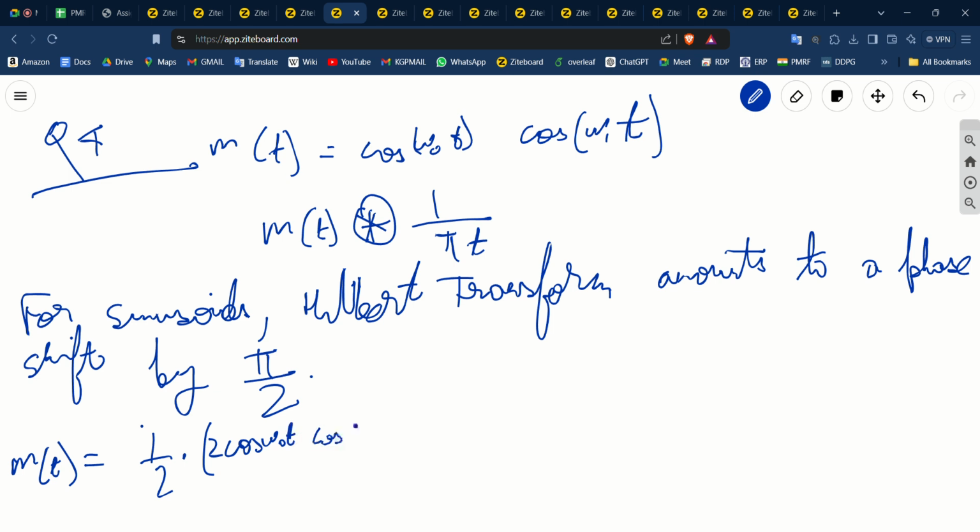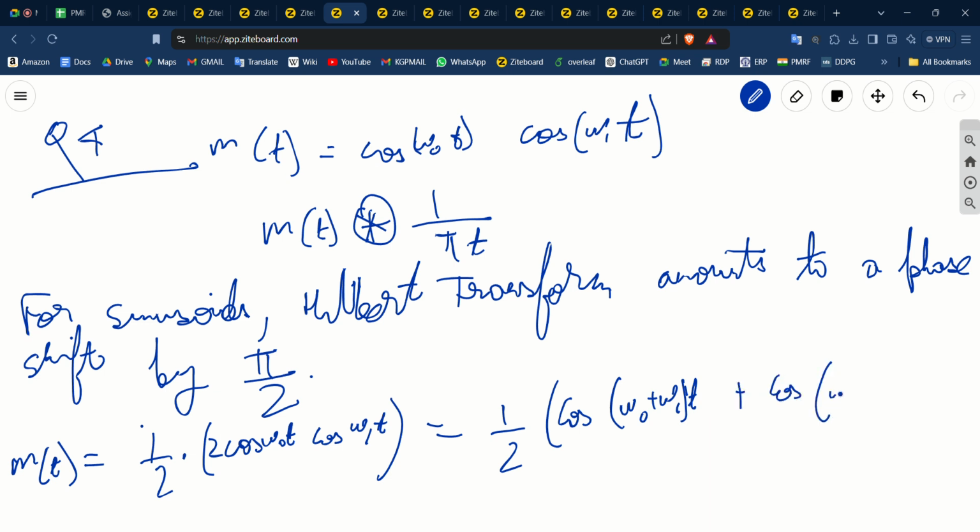Now we can use trigonometric formulas. 2 cos a cos b is cos a plus b plus cos a minus b. So cos omega naught plus omega 1 t plus cos omega naught minus omega 1 t.